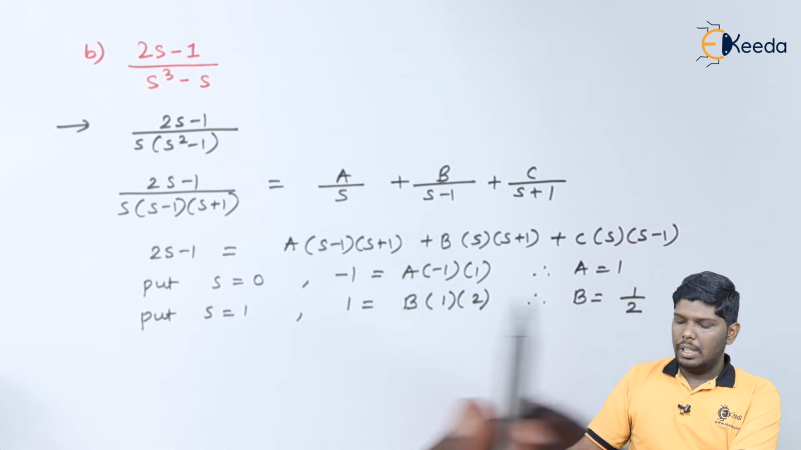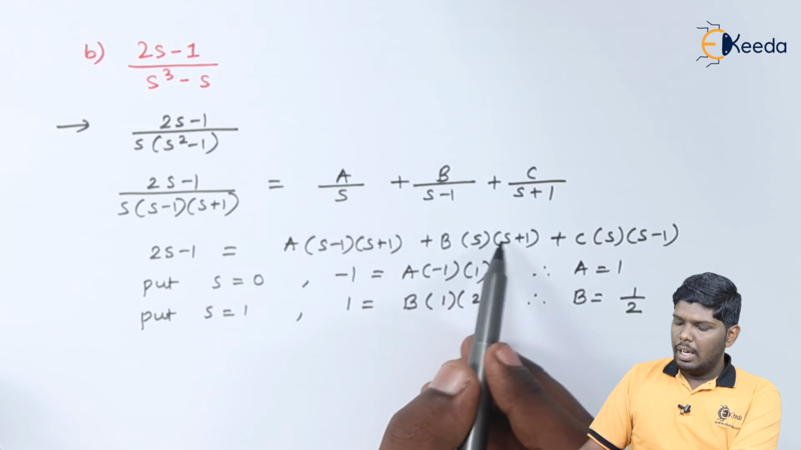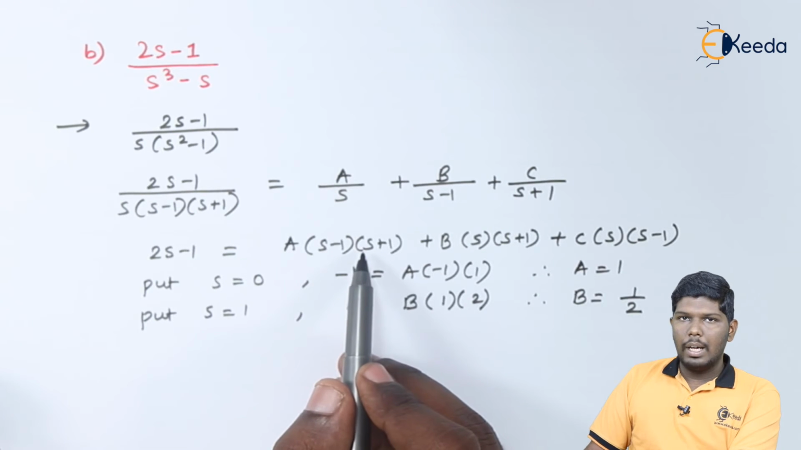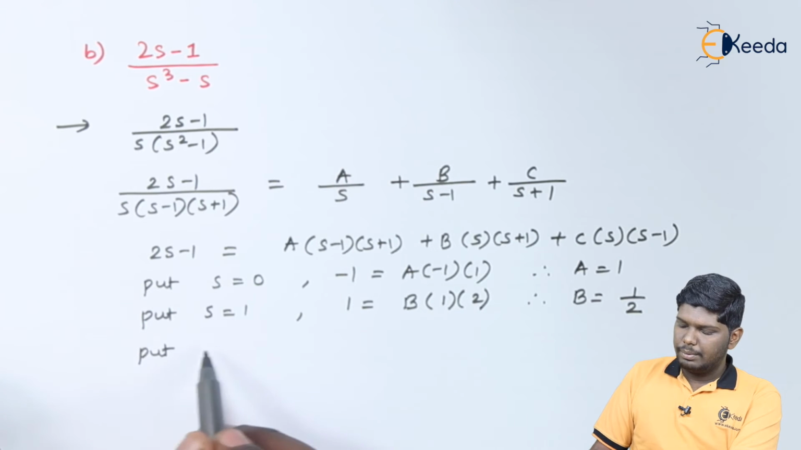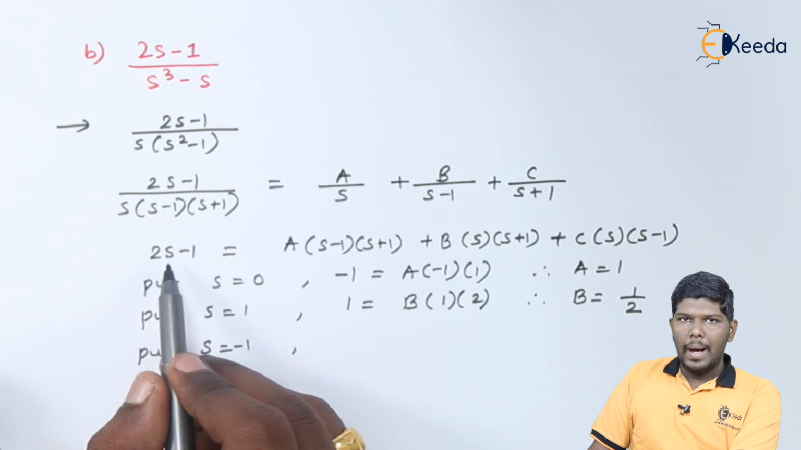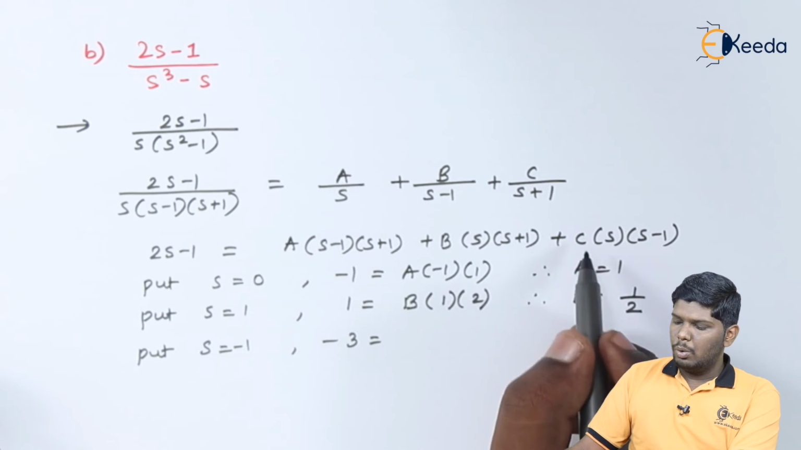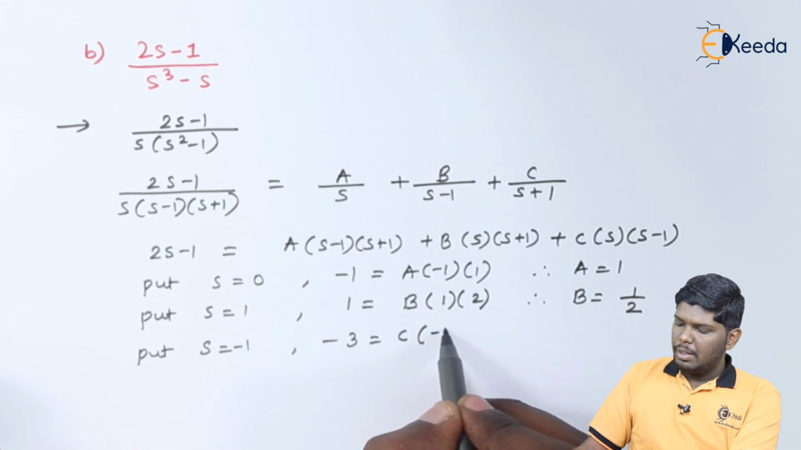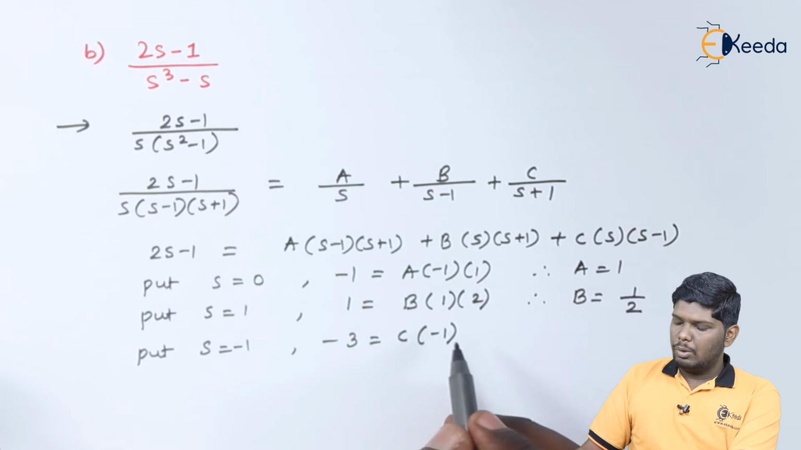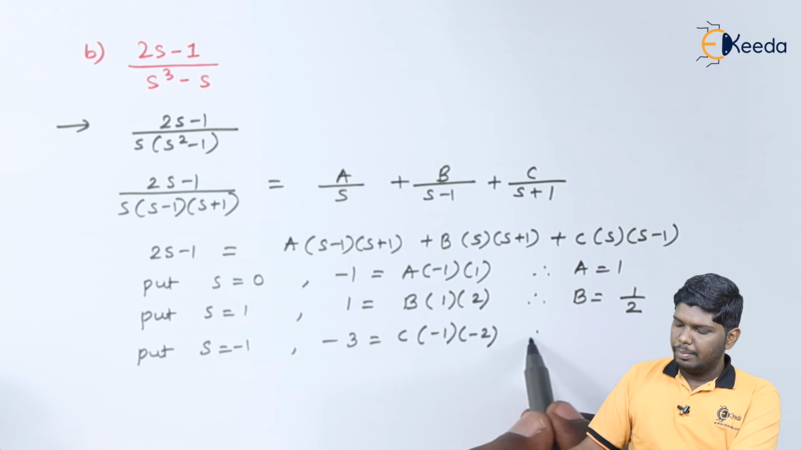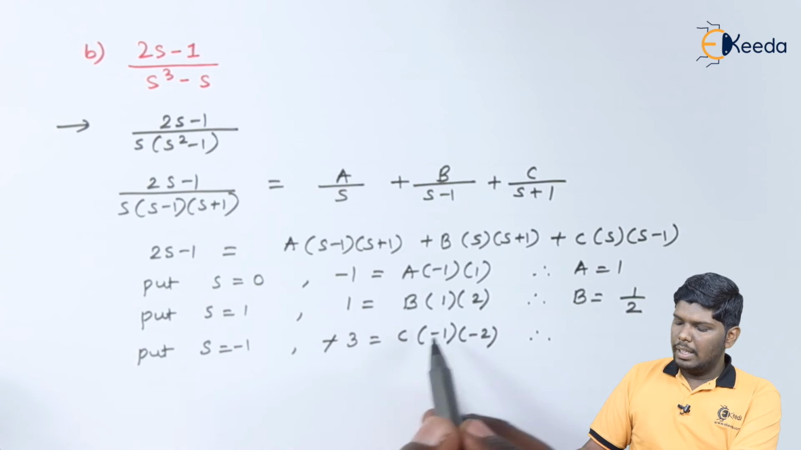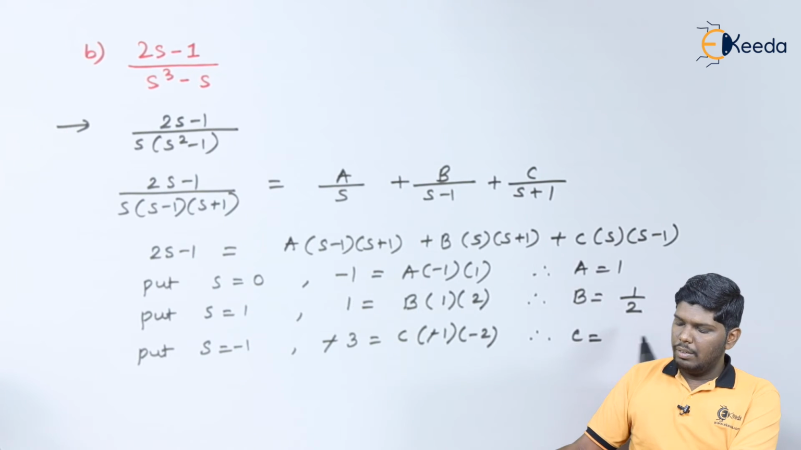Now to find the value of c, a and b are having s plus 1 common. For that we can put s as minus 1. So this will give you minus 2 minus 1 as minus 3. Both the terms will become 0. We have c minus 1. Minus 1 minus 1 will give you minus 2. On further solving, minus will be cancelled and the value of c will be minus 3 upon 2.